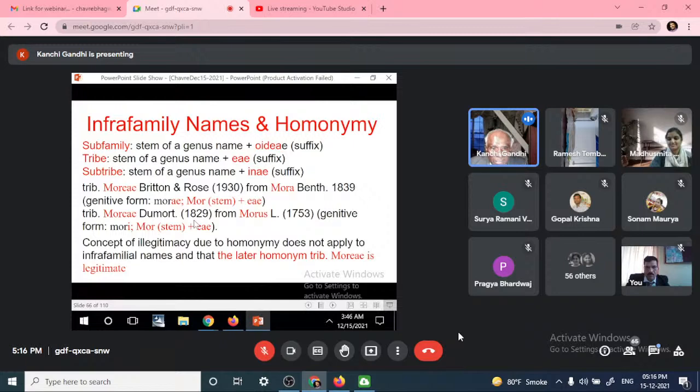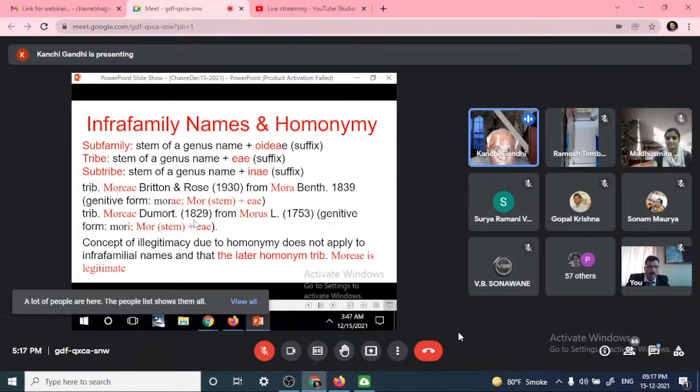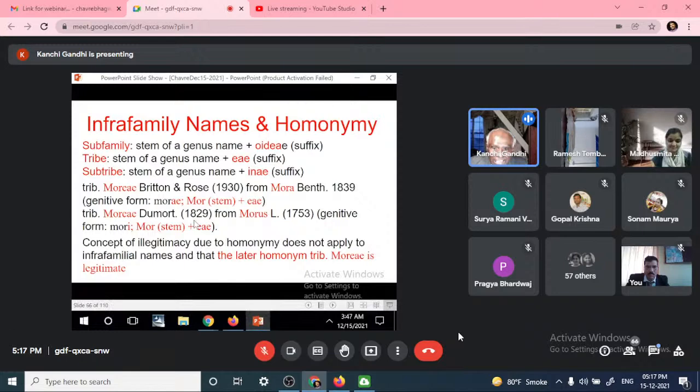According to the code, there is no illegitimacy. Even though there is homonymy, the later homonym is not illegitimate. So the code made a rule like that, and we follow.